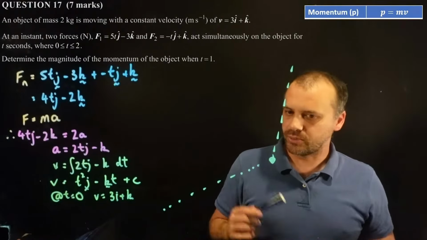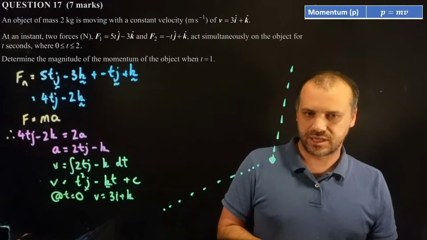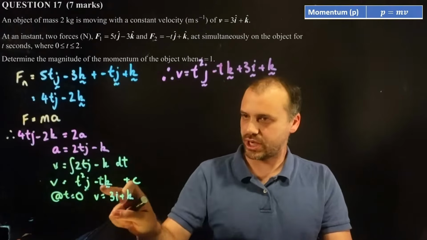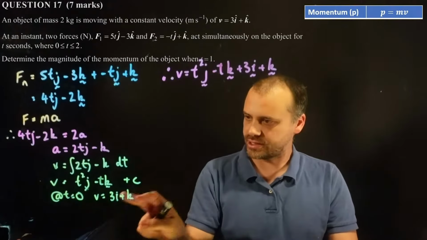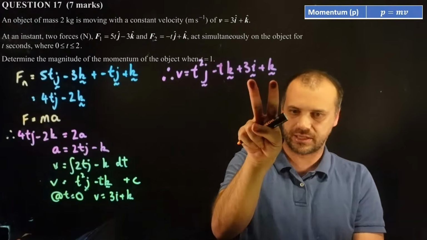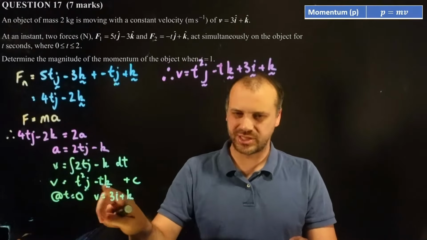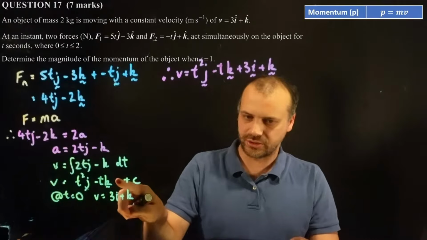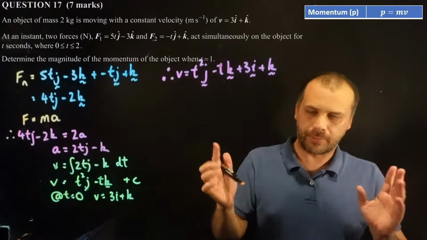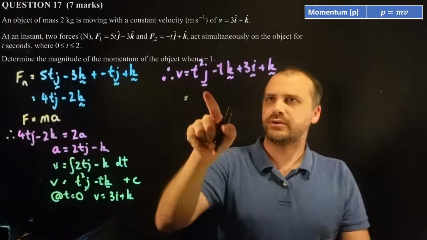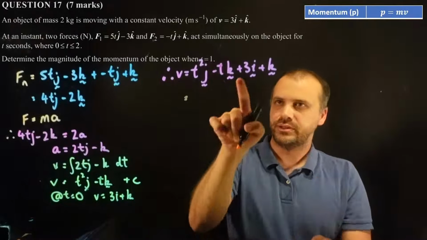All right, so I now know my velocity. Let me write it down. Now I've just rewritten t squared j minus tk here, and then replaced c with my 3i plus k. Bear in mind, while the camera was off, I swapped my t and my k. It just didn't really look very nice to put t on the front there. Not technically wrong, but a bit weird. Okay, let's just put this in a better order.